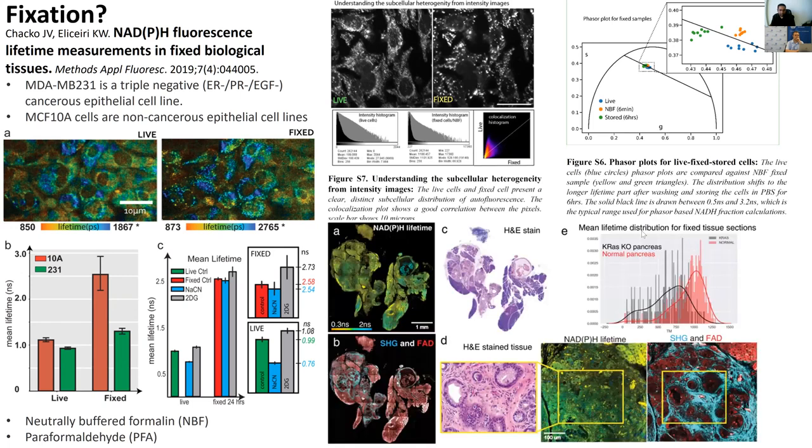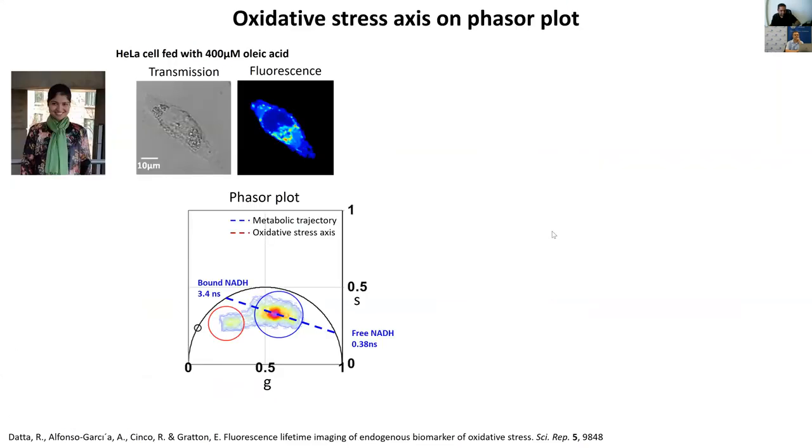And finally, if we look at mean lifetime distribution on normal pancreas and cancerous pancreas, it will shift to the lower lifetime, and that's exactly what they have seen. Now, in a few minutes, I'm not sure how much time I have, but I'm going to just introduce this. What else can we see? We can see oxidative stress.